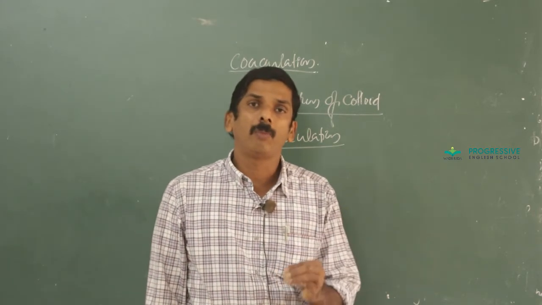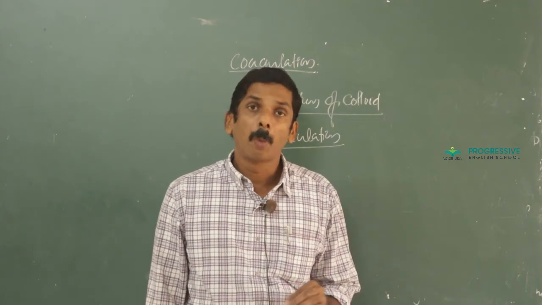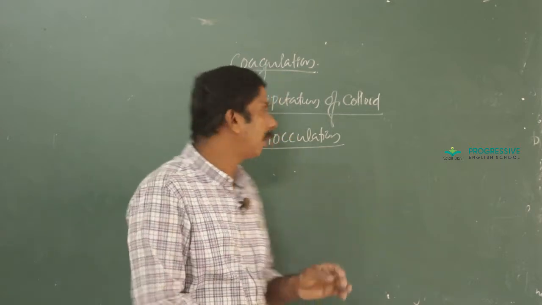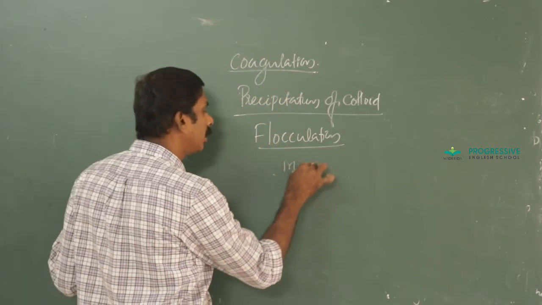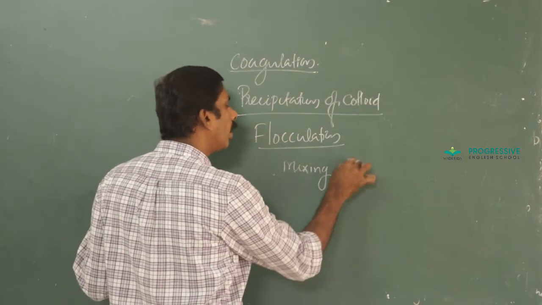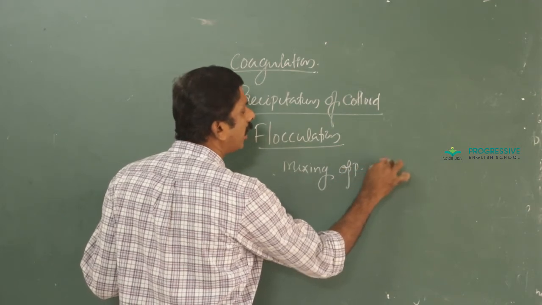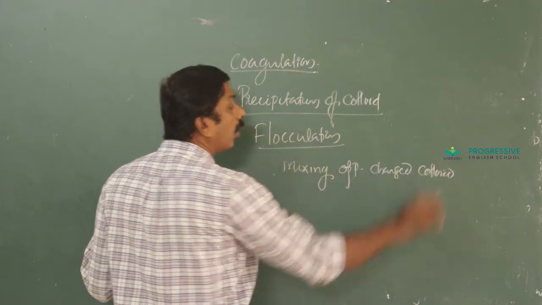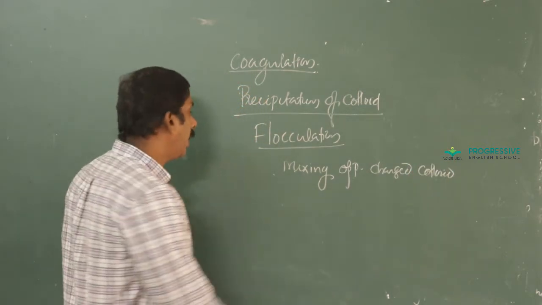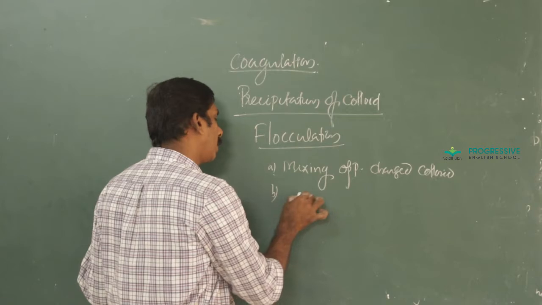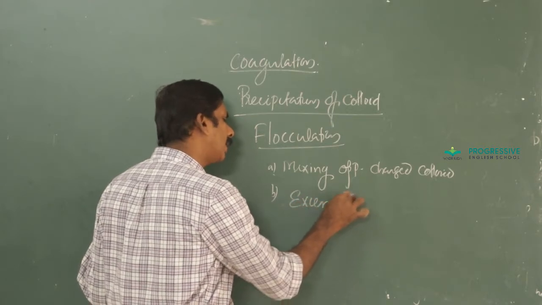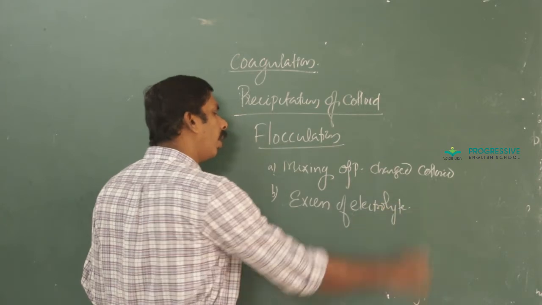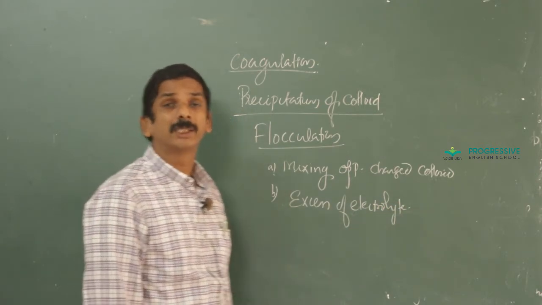Coagulation can be brought about by mixing oppositely charged colloids, or by adding excess of electrolytes.